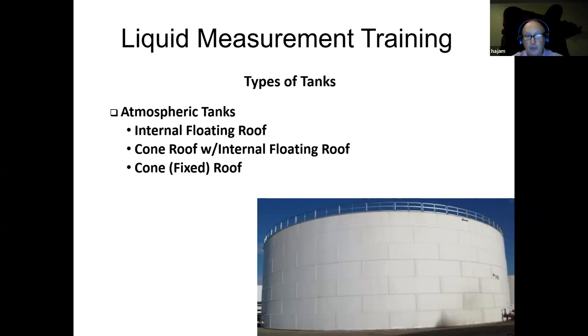Also, there are coned roofs with internal floating roofs. Those are done to keep the rain out of the tanks, typically, and to mitigate some of the vaporing off of the tank. And then we have fixed roof tanks, where there's no floating roof in them. They're just a tank with an inlet and outlet and a place to gauge it.